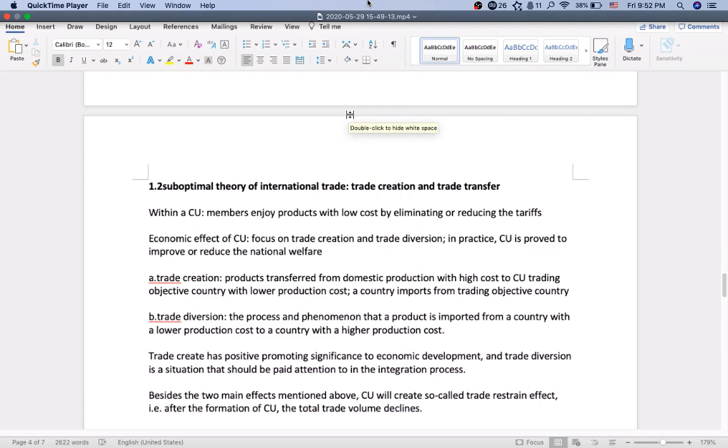And the trade creation refers to that the products transferred from the domestic production with high cost to the CU trading objective countries at a lower production cost. So a country imports from the trading objective country because it has a lower production cost.